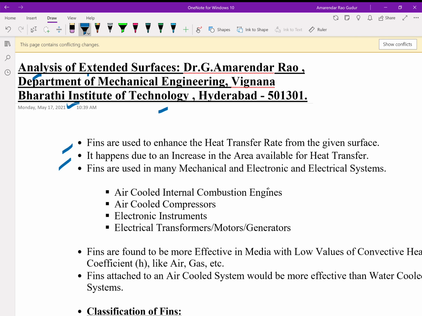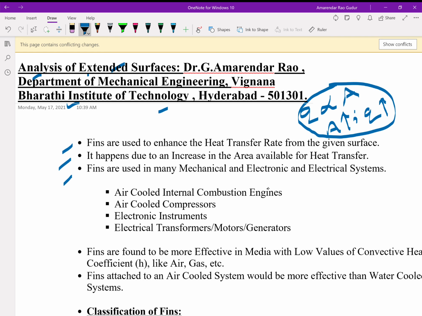And as you are aware, in any mode of heat transfer, maybe conduction, convection or radiation, heat transfer rate is directly proportional to the area available. So any attempt to increase the area will definitely increase the heat transfer rate. Therefore, the underlying principle of extended surfaces or fins is to provide an extra area for the heat transfer to take place.